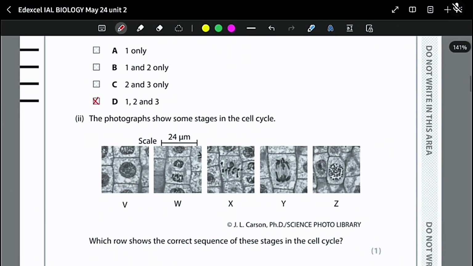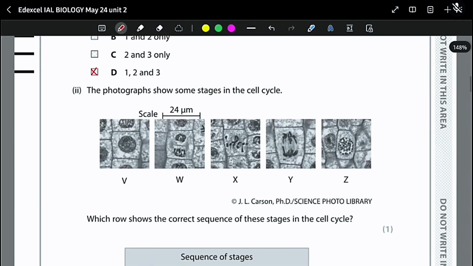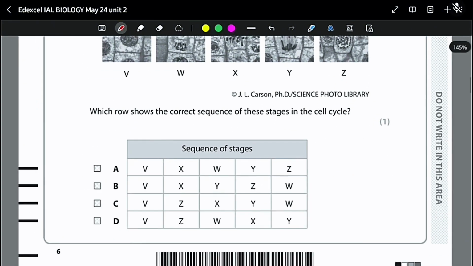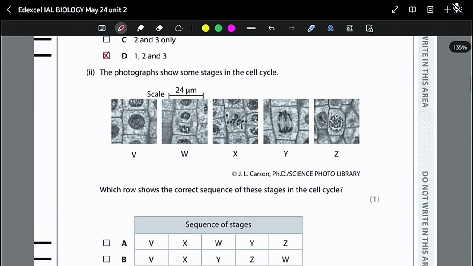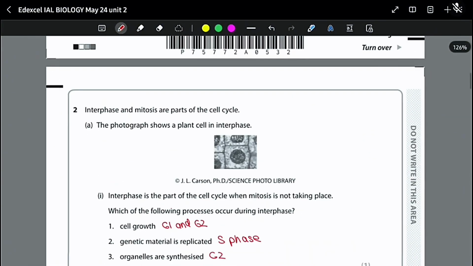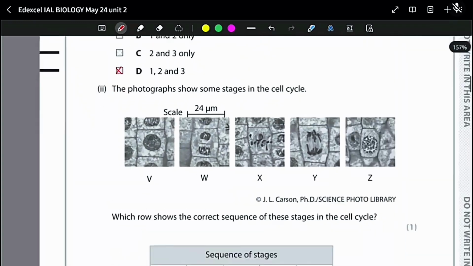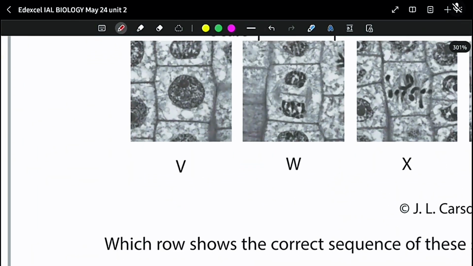Next question. 2. The photograph shows some stages in the cell cycle V, W, X, Y, and Z. Which row shows the correct sequence of the stages in the cell cycle? Okay, so let's first find interphase and then go on. So interphase, as we saw from this cell, has to be V. So V, I'm writing it as interphase.